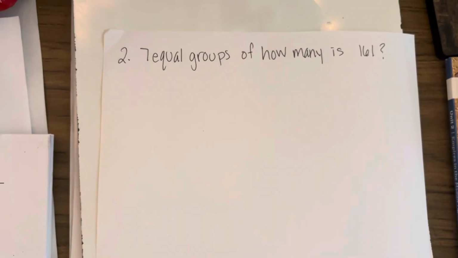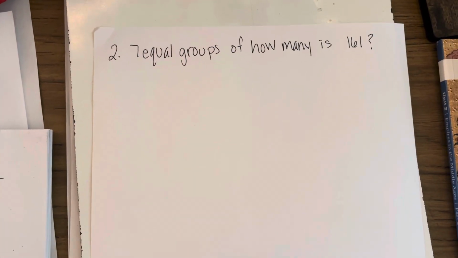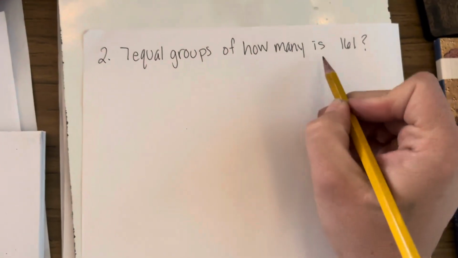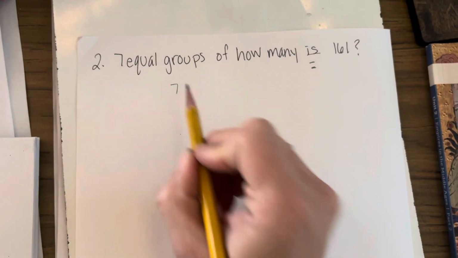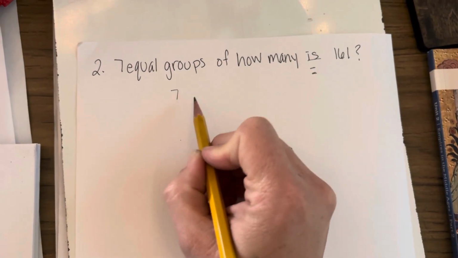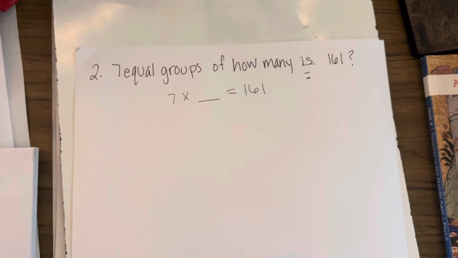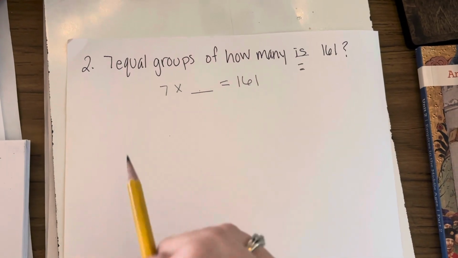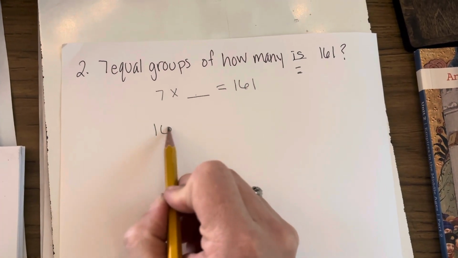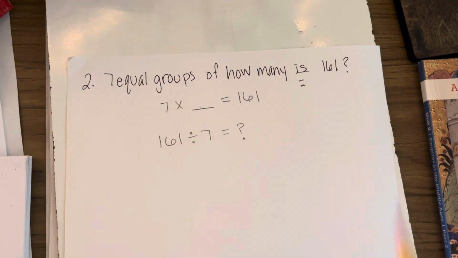Okay, so let's look at another example. Look at number 2 in your Learn book. It says 7 equal groups of how many is 161. So we know "is" is the same as our total, or equals. So we can think about it as a multiplication equation. And we know that when we have a missing factor, we then do division. So now we're thinking 161 divided by 7 equals what?